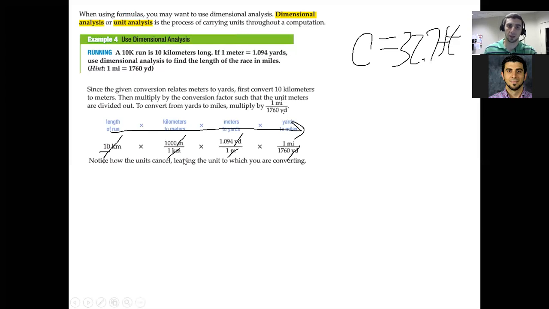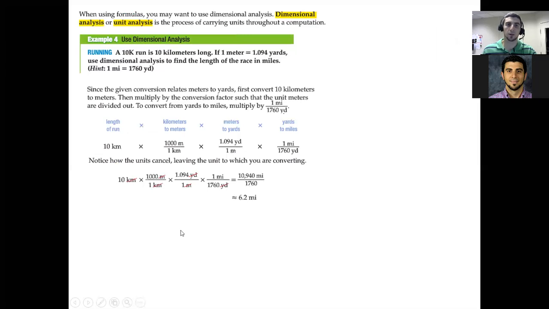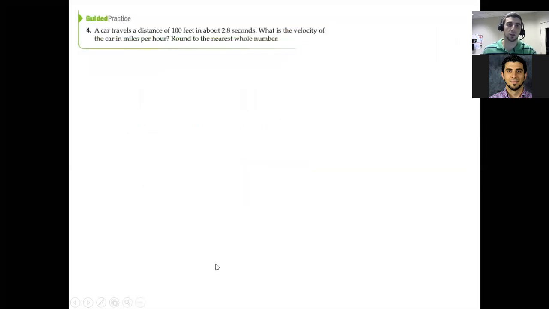So kilometers canceled here, then I converted meters to yards, so the meters canceled, then I converted yards to miles, so the yards canceled. Now when I multiply that straight across, I get 10,940 miles over 1760. Just divide that and you get about 6.2 miles, okay? All right, so a 10K race is approximately 6.2 miles.